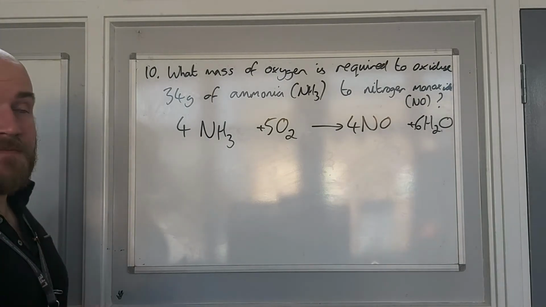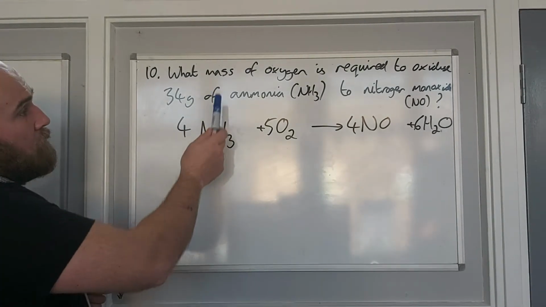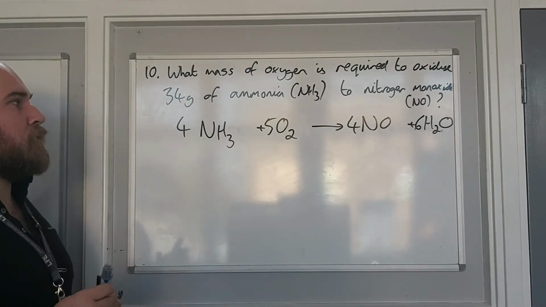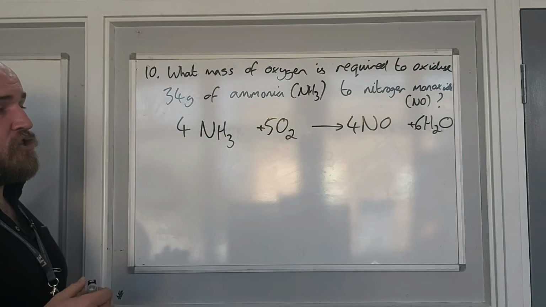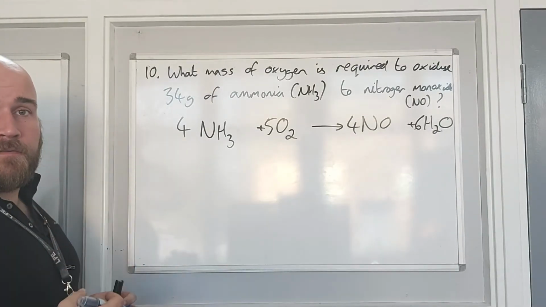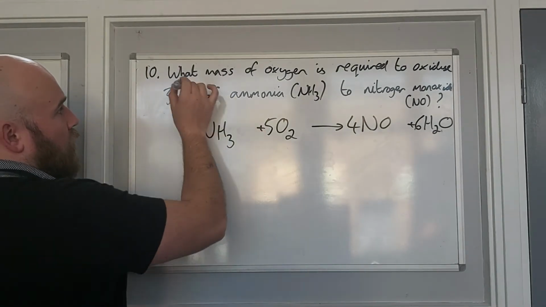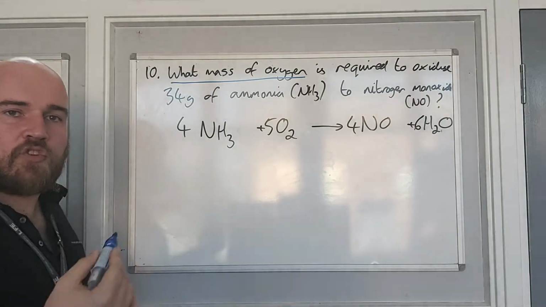Okay folks, last one for this video. It's question 10 on reacting mass calculations 1. What mass of oxygen is required to oxidise 34 grams of ammonia to nitrogen monoxide? So again, read the question carefully, follow through the 5 steps that we've talked about so far on these videos. So the question mark, what mass of oxygen? So that's what I'm trying to figure out.